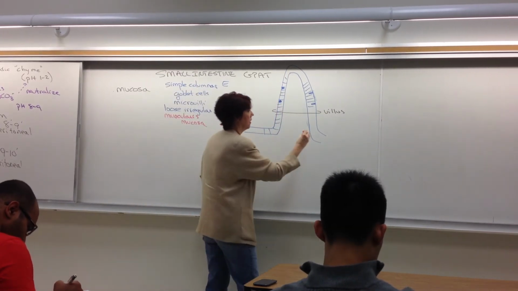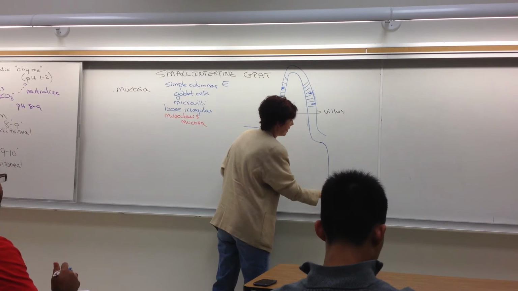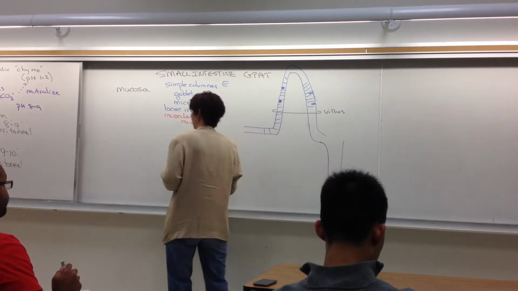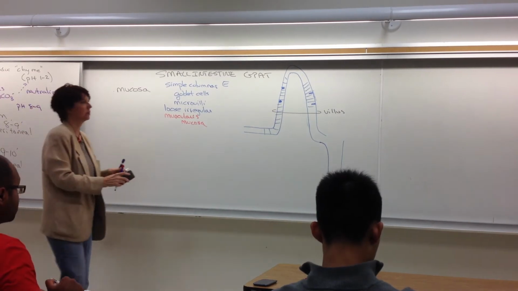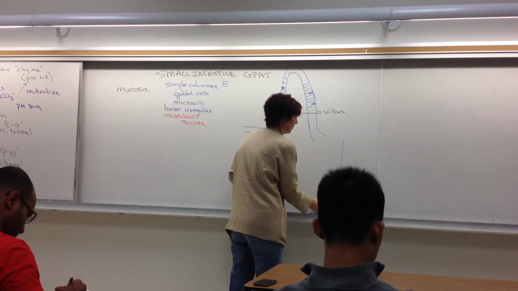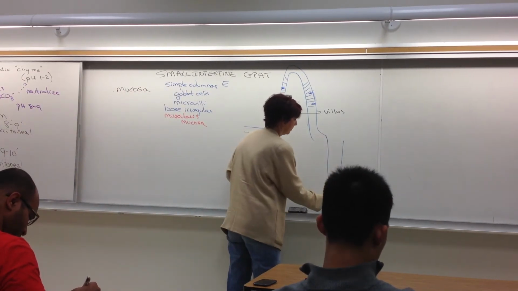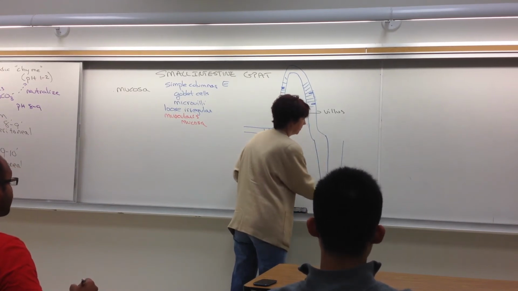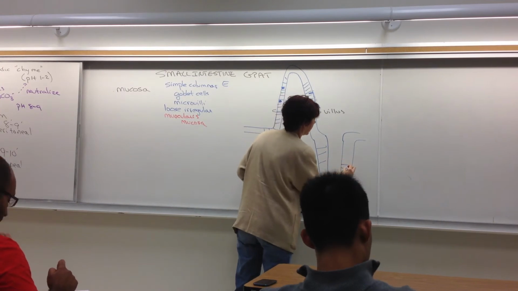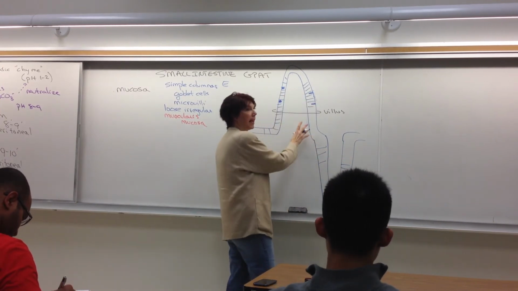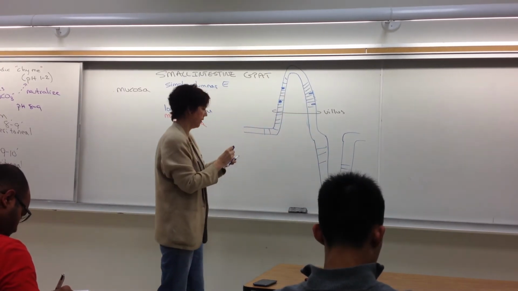And it's evaginated into deep intestinal glands. Which are also simple columnar epithelium. So these cells will migrate up onto the surface of the villus.